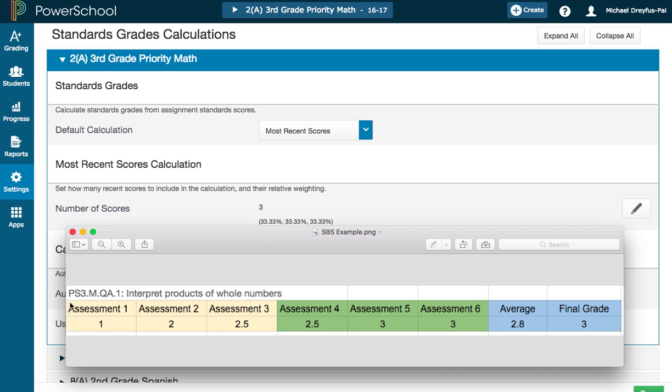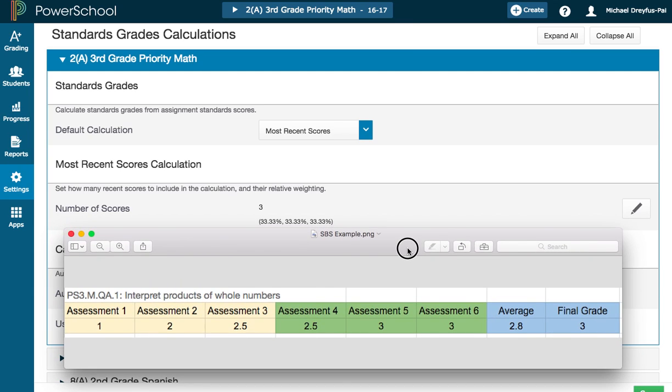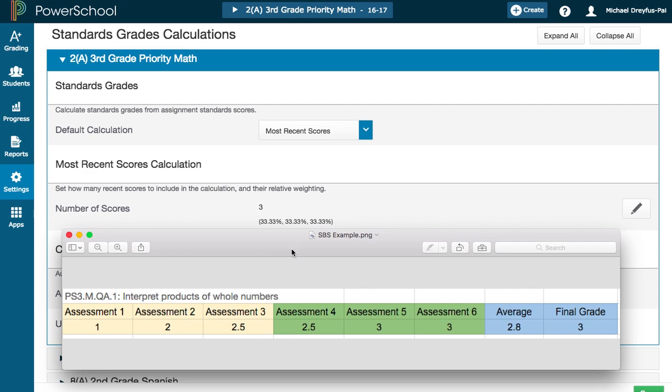So here we have a variety of assessments on this standard, which is interpret products of whole numbers. Over the course of the trimester, we assess it 6 times. Assessment 1, 2, 3, 4, 5, 6. Now this makes sense because if you're interpreting products, we're talking about multiplying, that's going to come up quite a lot over the course of the trimester.